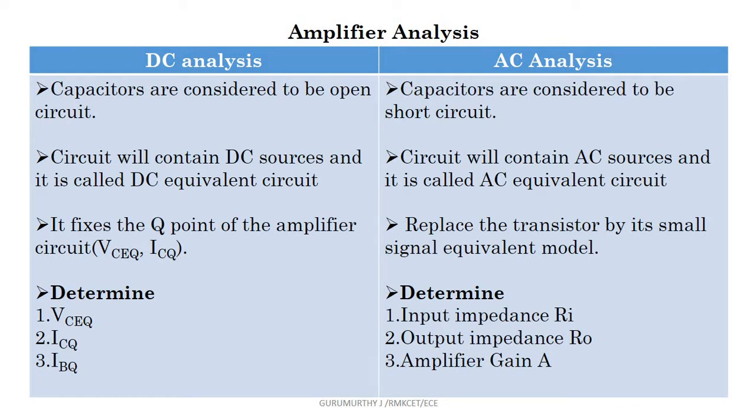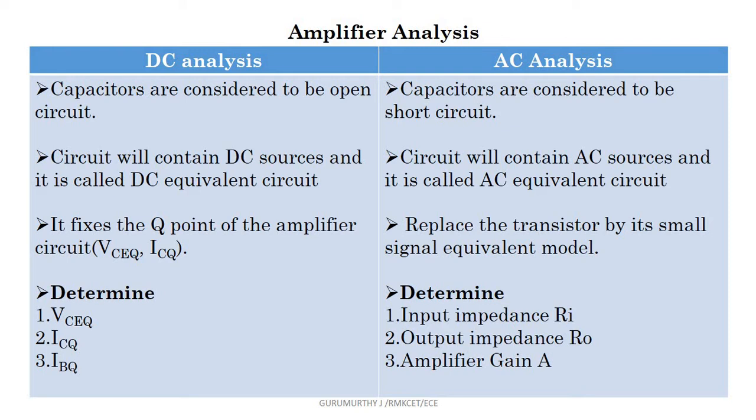The second procedure is we consider the circuit to be purely DC, and AC is made equal to 0. When DC alone is considered, the equivalent circuit doesn't contain any AC, so the circuit is called the DC equivalent circuit. When the circuit is biased with DC voltages, we are doing what is called biasing, and we are going to fix the Q point.